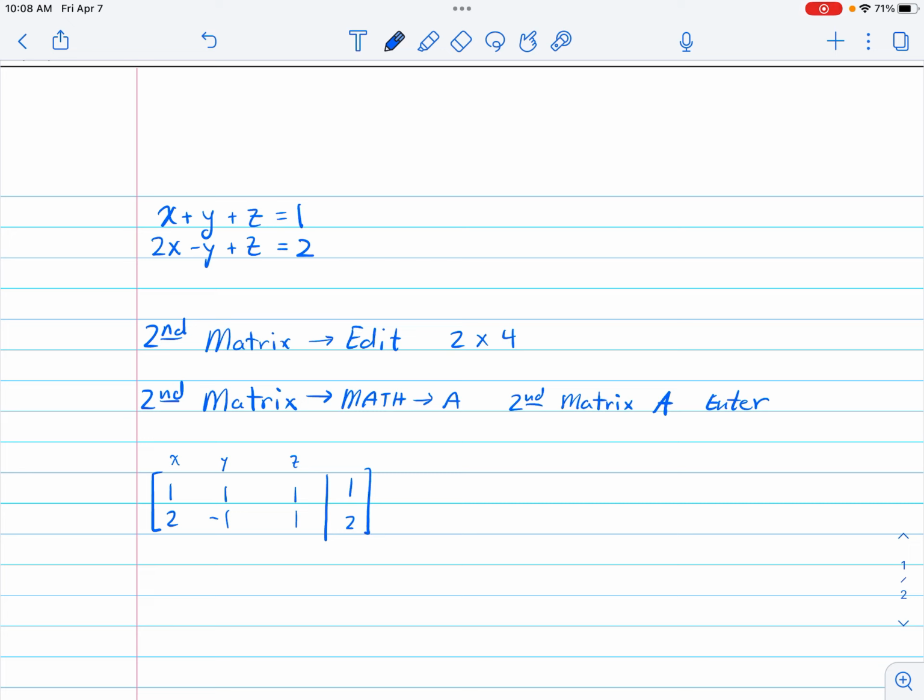Now look how this says. This says 1x plus 1y plus 1z equals 1. Down here, 2x minus 1y plus 1z equals 2. Now, what I want to do is put this in my calculator and tell the calculator to perform this Gaussian elimination on this. And let's see what we get.